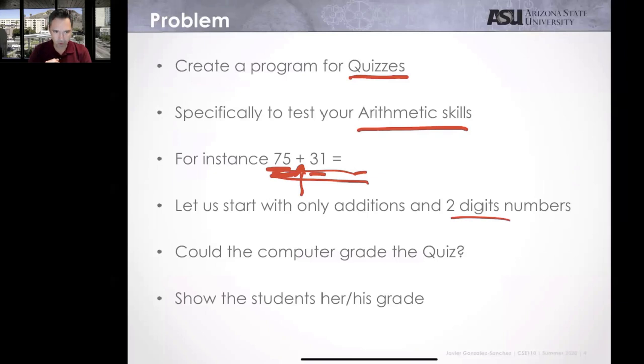Can we create a program that shows the question to the user, but moreover, grades the quiz? So the program asks the question, the program receives the answer from the user, and then the program somehow compares the answer that I give with the correct answer, and then the program is able to tell me you are right, points, or you are wrong.